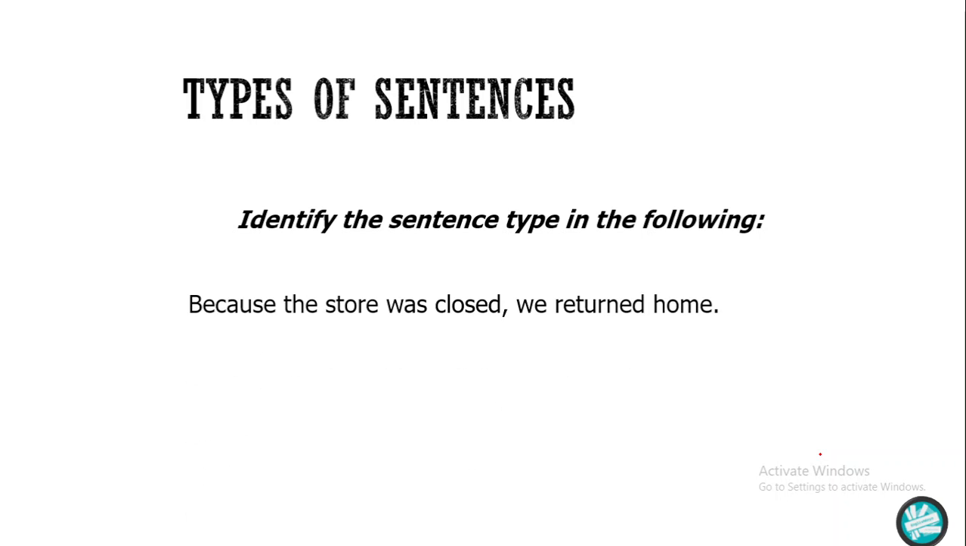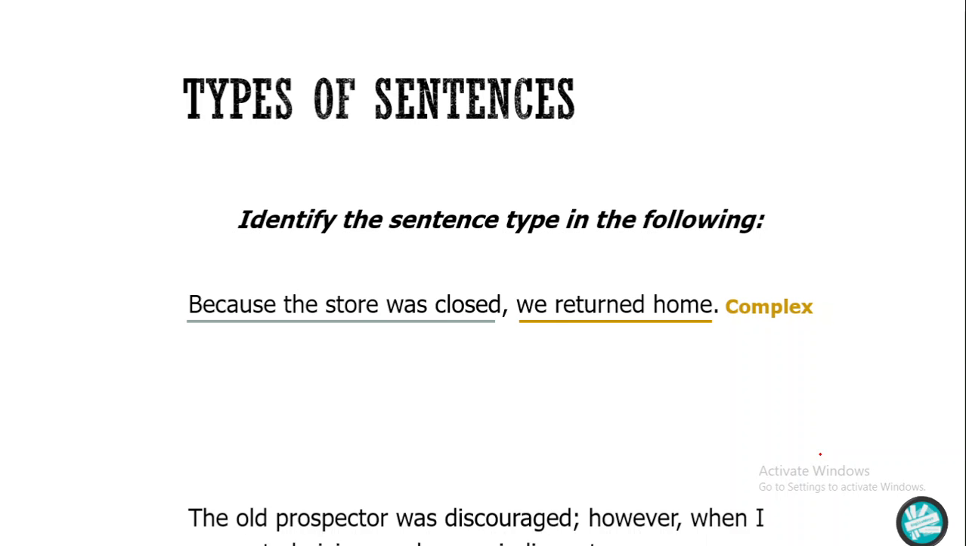Now I have some other sentences for you. Because the store was closed, we returned home. Now what type of sentence is this? This is basically a complex sentence. Why? Because the store was closed, that is a subordinate clause. We returned home, that is the main clause or the independent clause.